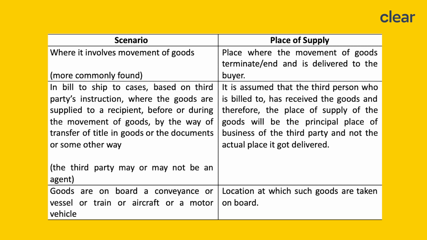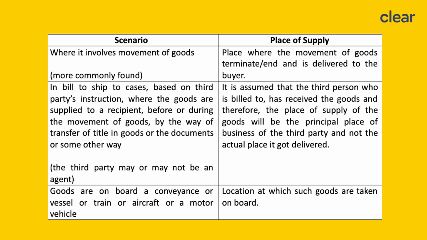In bill to ship to cases, based on a third party's instruction, where the goods are supplied to a recipient before or during the movement of such goods by way of transfer of title in goods or the documents or in some other way, then the place of supply is assumed to be where the third person who it is billed to has received the goods. Therefore, the place of supply of goods will be the principal place of business of the third party and not the actual place that it got delivered.